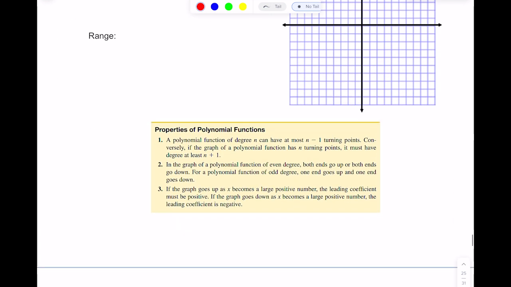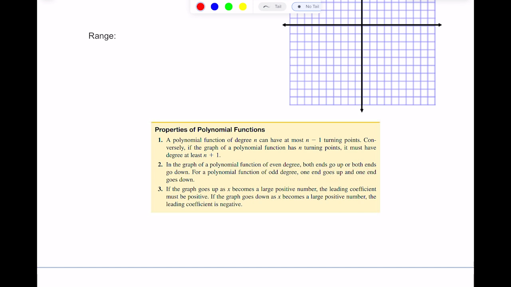Conversely, if the graph of a polynomial function has n turning points, it must have degree at least n plus 1. So if it's got 2 turning points, the lowest degree it possibly could be is 2 plus 1 or 3. But it could also be degree 4 or degree 5 or so on. Because remember, the rule just stipulates that degree n has at most n minus 1 turning points. If the graph of the polynomial function is of even degree, both ends will go up or both ends will go down. And when the polynomial function is an odd degree, one end goes up and the other end goes down.